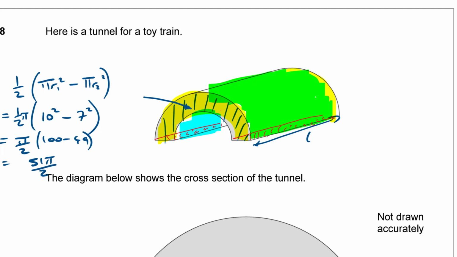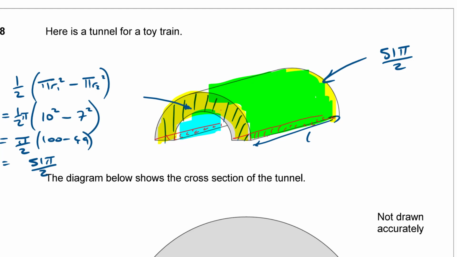I'm going to leave it in terms of pi for now. Well, I'm going to have to because I haven't got a calculator. So it's 51 pi over 2. Now the back face is also going to be 51 pi over 2 because it's identical to the front part. Okay, so we're doing well. We've got 2 done already.